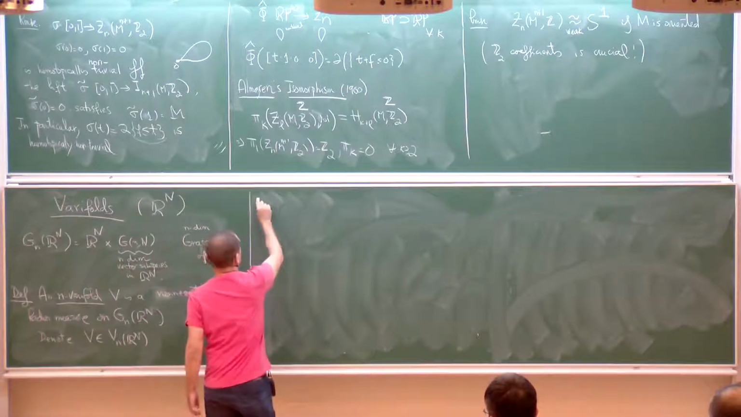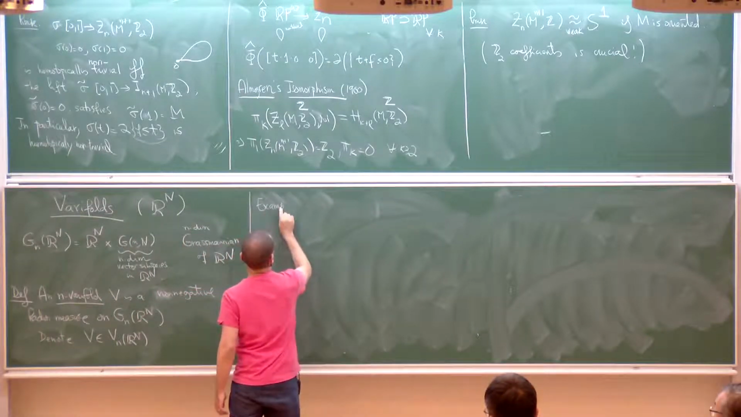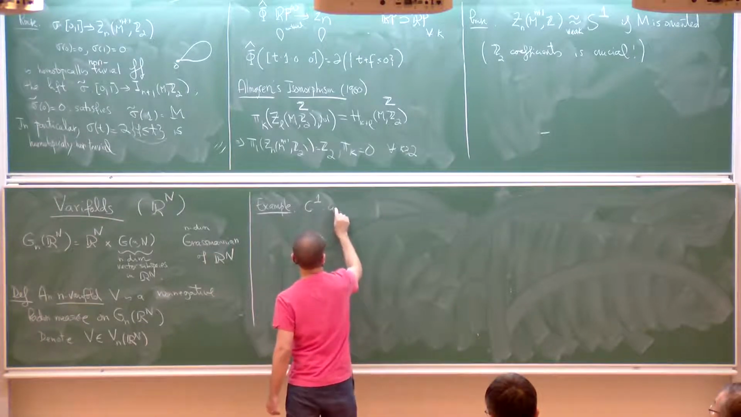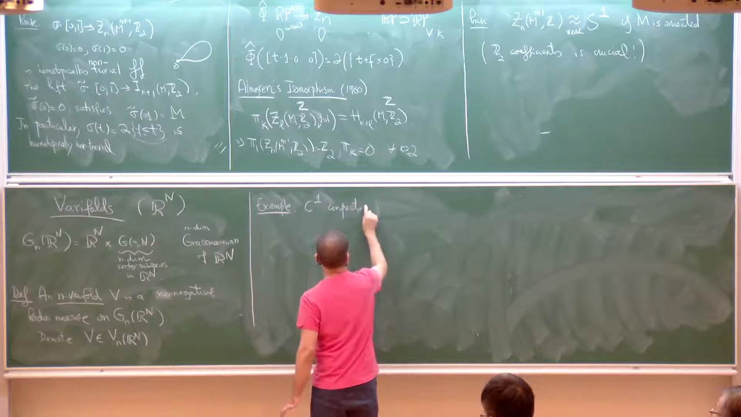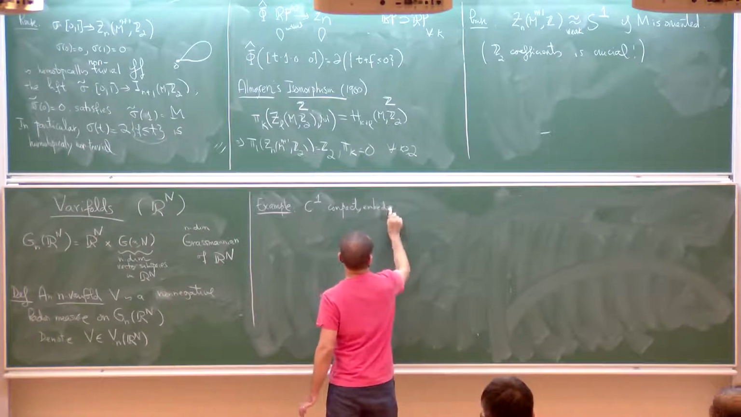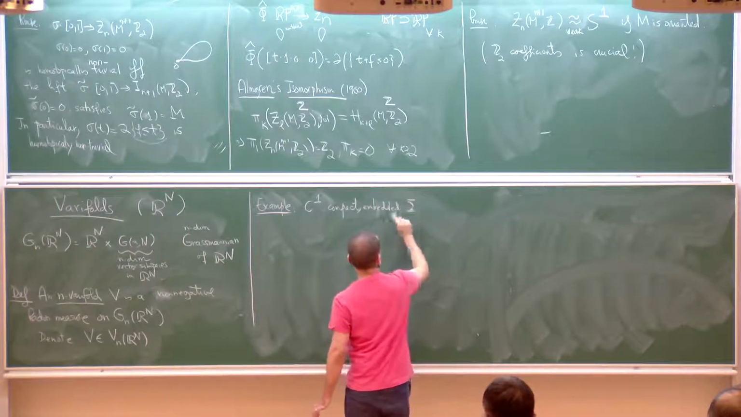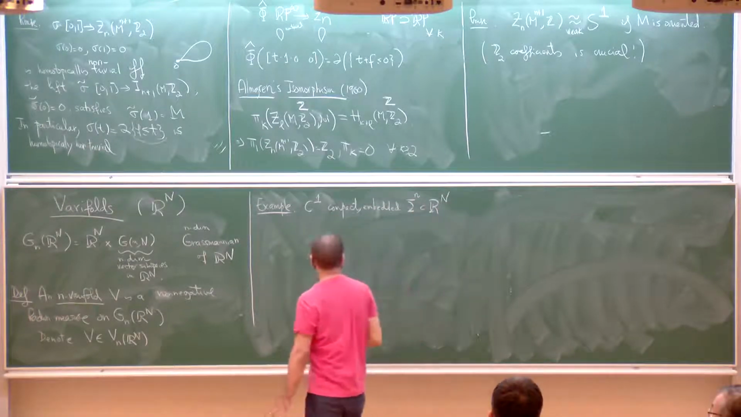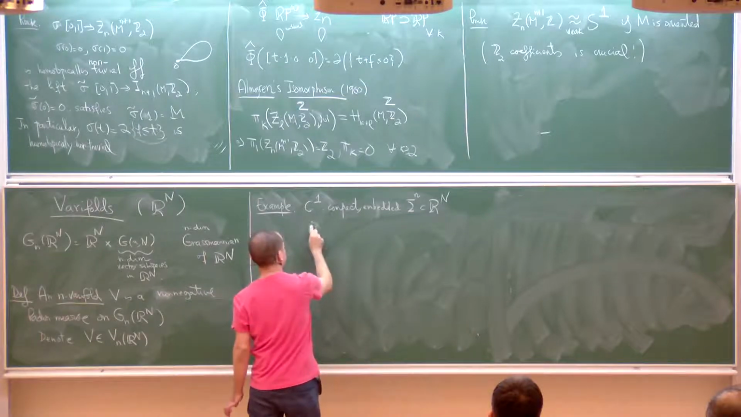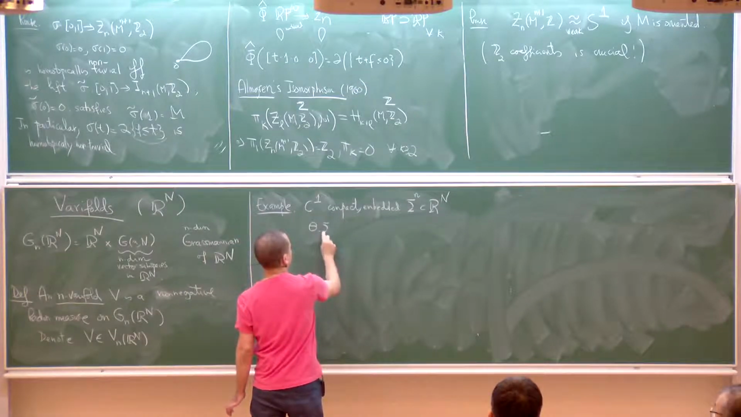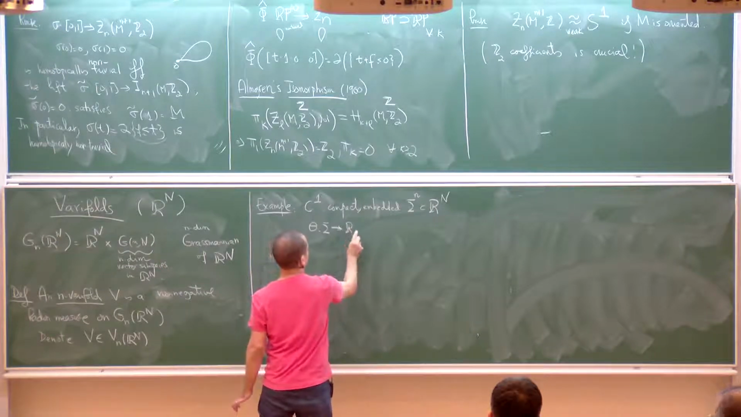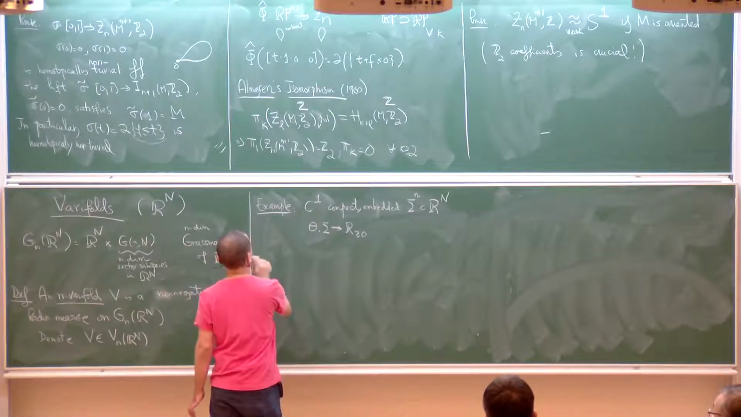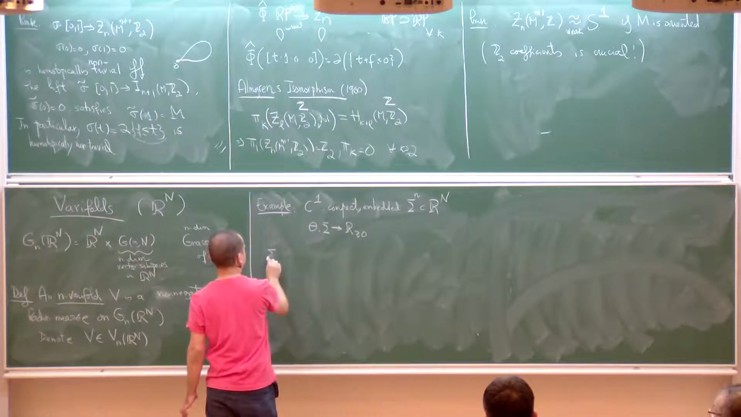So for example, if you give me a C1 compact embedded submanifold sigma of dimension n in my big Euclidean space, you can even give me a multiplicity, which is a function theta from sigma to the positive integers. Then I define the varifold sigma theta.